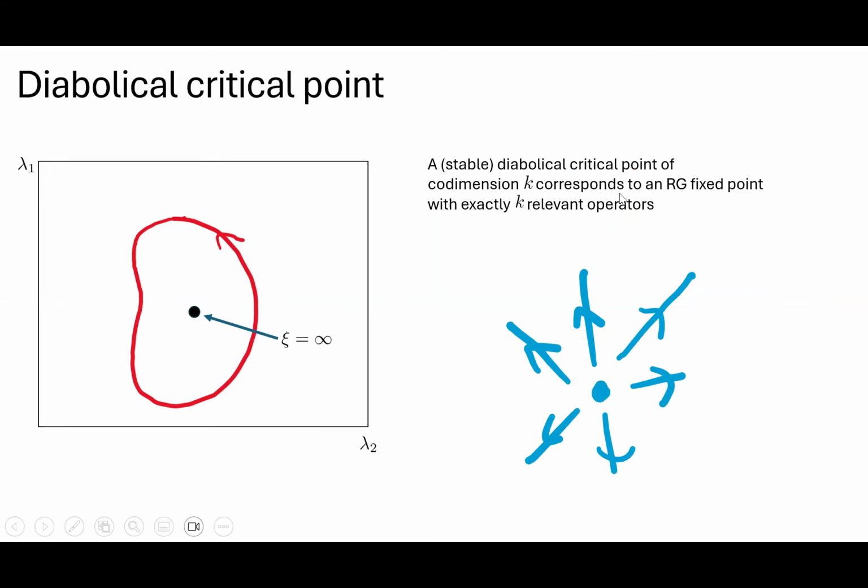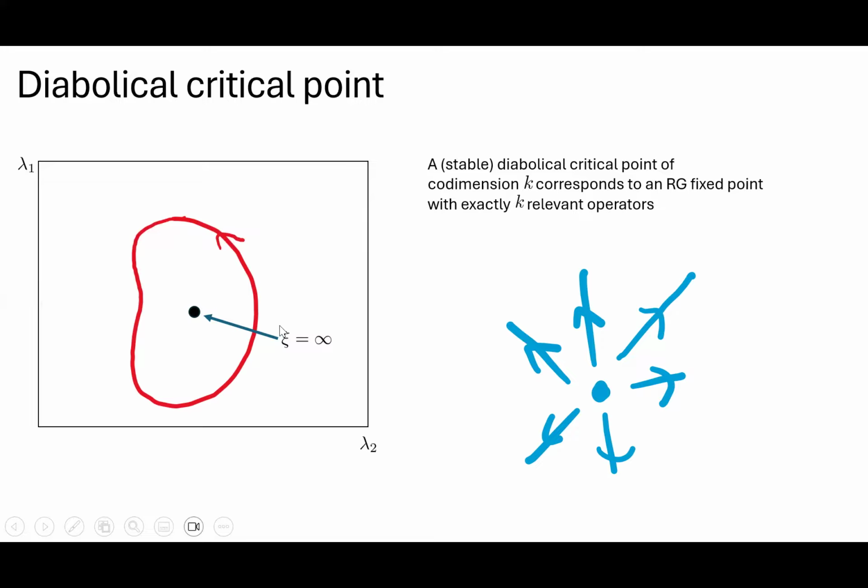So in the RG perspective, a diabolical critical point of codimension K would be an RG fixed point that has exactly K relevant operators. I guess this picture would be the case where K equals 2. But it's not just that, because you want to say that once you add the relevant operators and wind around the critical point, there must be some kind of non-trivial topological family. And it could be either the spontaneous symmetry breaking type topological families that I mentioned in the first part of the talk, or it could be the invertible families of the Thouless pump type.